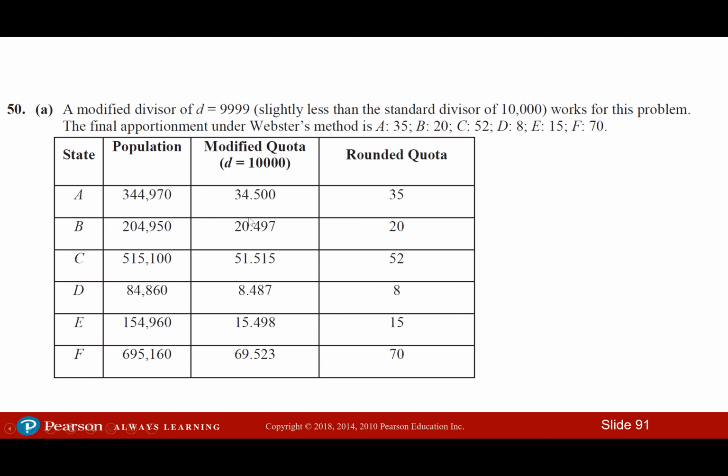All right. And then according to, this is Webster here. That's going to go up. That was going to stay, go up, stay, go up. All right, there it is.